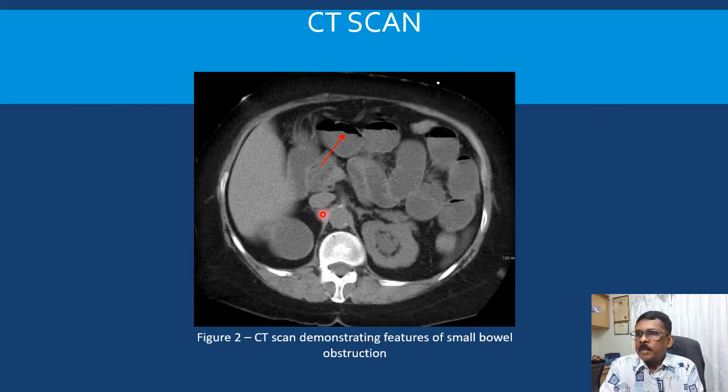Okay, this is a picture of a CT scan. You see, these are all loops of small intestine. These are the loops of small intestine, the proximal segment. Here you see air fluid level. There's distended bowel with fluid and air. So this is a clear cut case of small bowel obstruction.